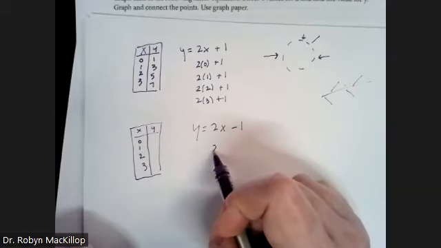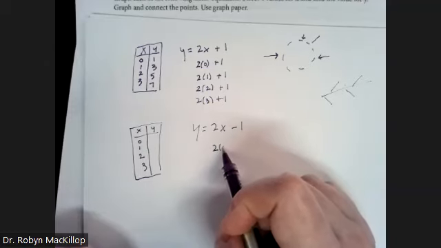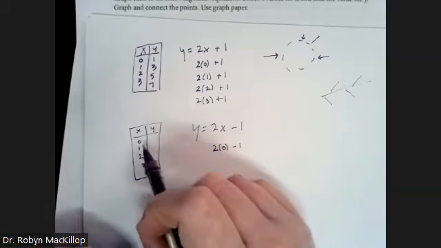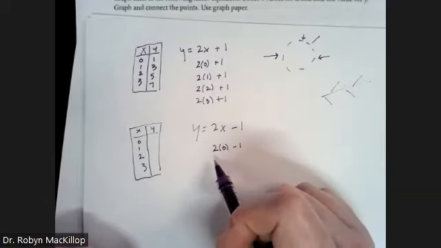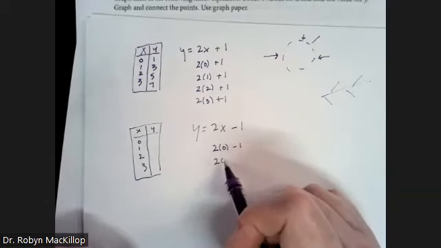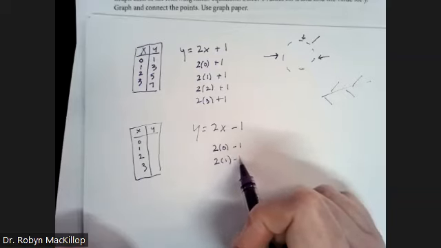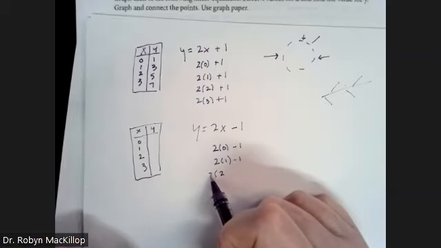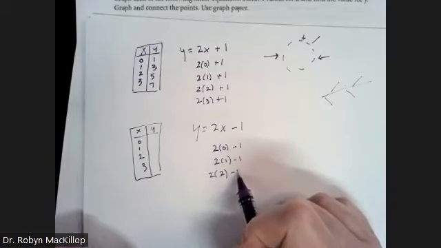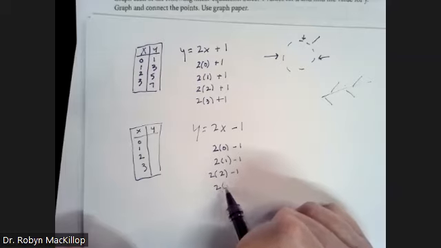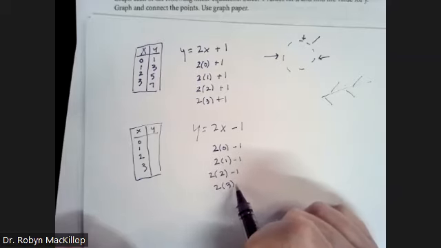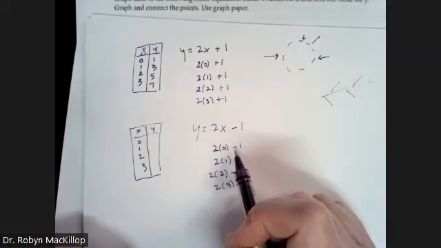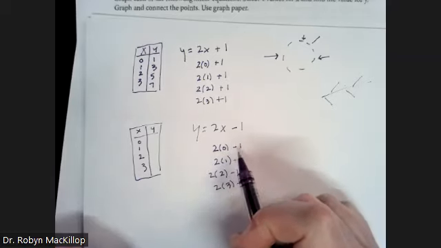And I'm going to do the exact same thing I did before. I'm going to substitute the number for the first equation, substitute the 0. Then I'm going to substitute the 1. Then I'm going to substitute the 2. Whoops. Did that a little weird. And then I'm going to substitute the 3. So I've got 2 times 0 is 0. So minus 1, Y equals -1.